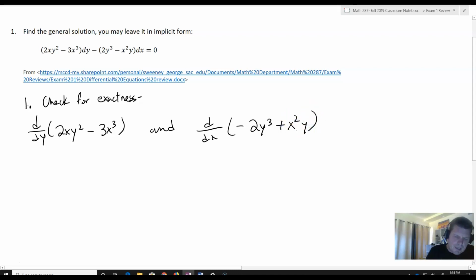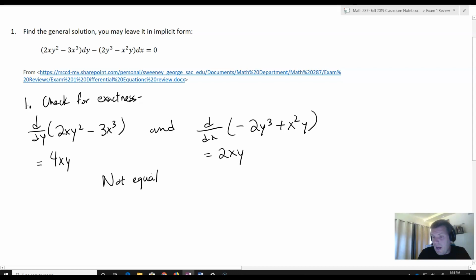Okay. Now, d/dy of 2xy squared is going to end up giving me 4xy. Okay. And d/dx of negative 2y cubed plus xy squared is going to equal 2xy. So what you want to notice here is they are not equal. So I have some choices that I might actually be able to make.